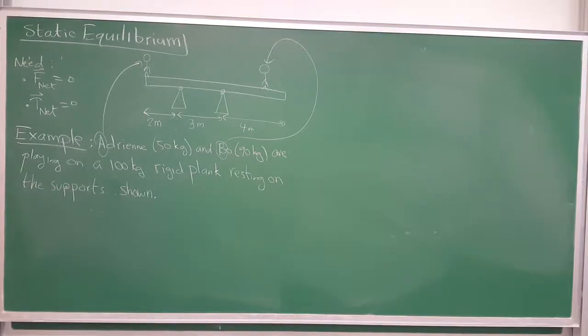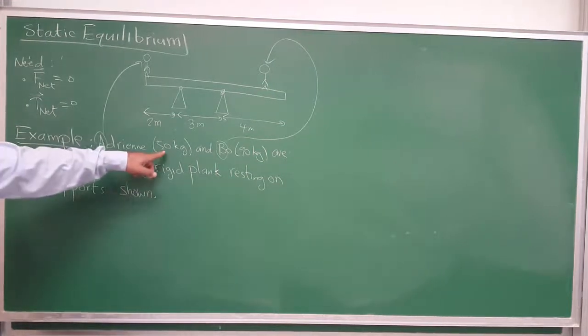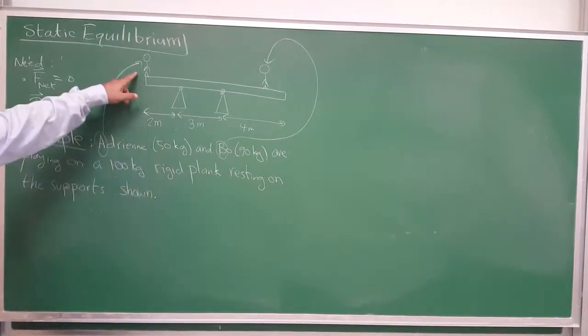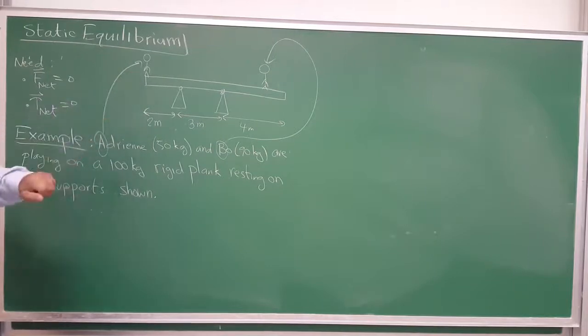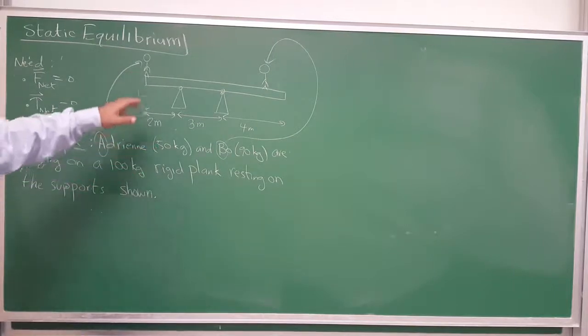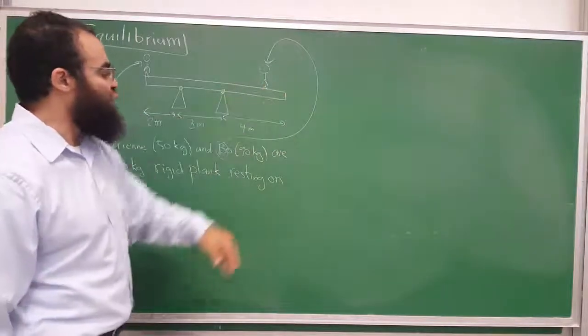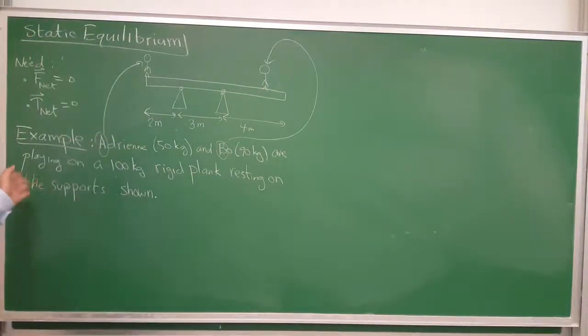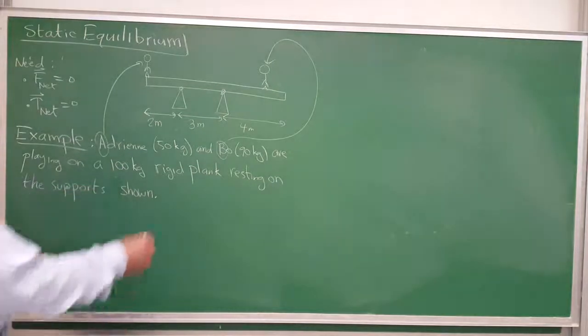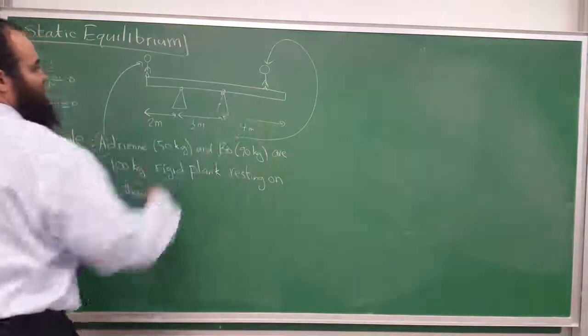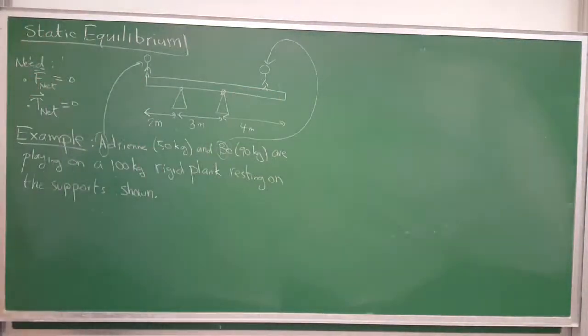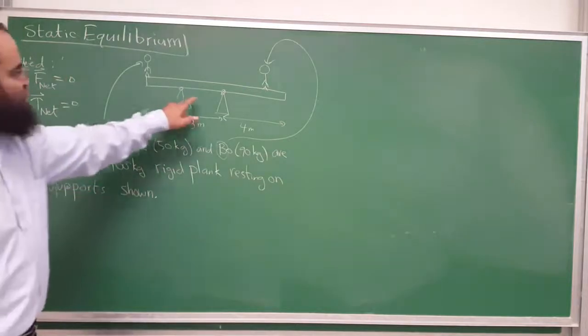All right, so we have an example here of two people. Adrienne is 50 kilograms, and she stands here. Bo is 90 kilograms and starts walking to the right, and he can walk somewhere. It says here they're standing on a 100 kilogram plank. So this thing is 100 kilograms, and it's resting on the supports shown.